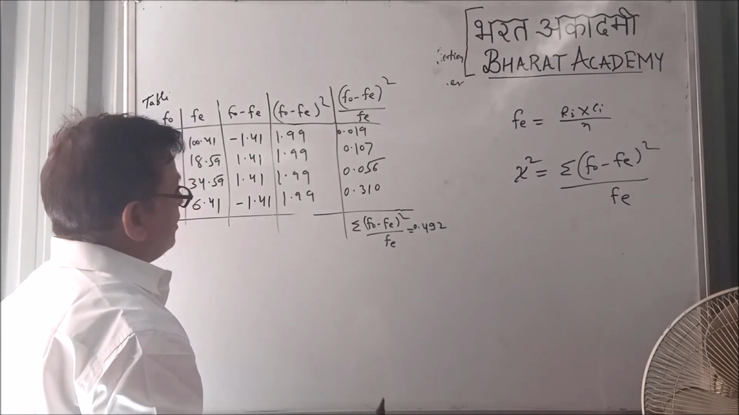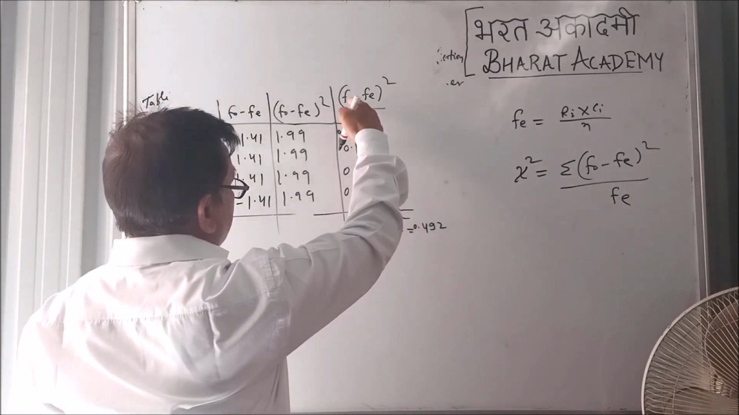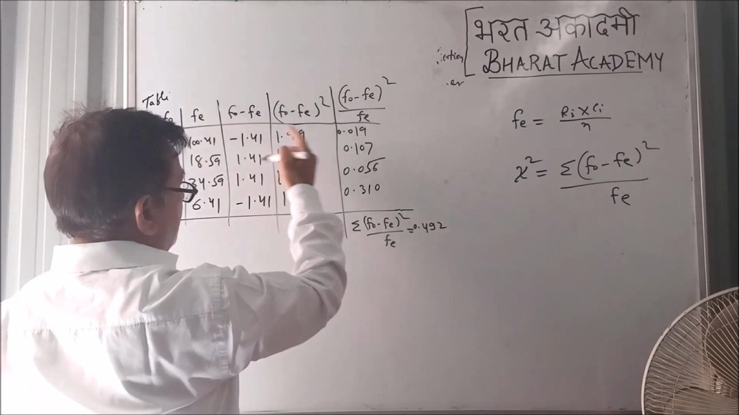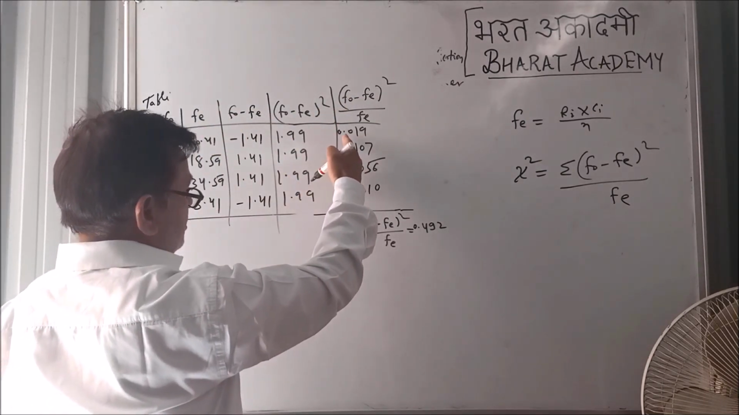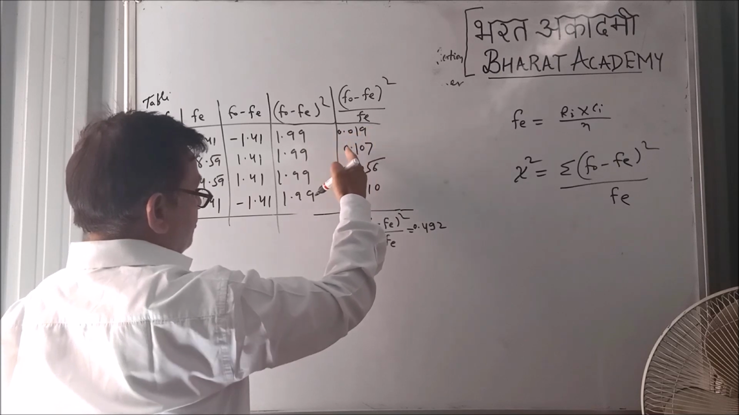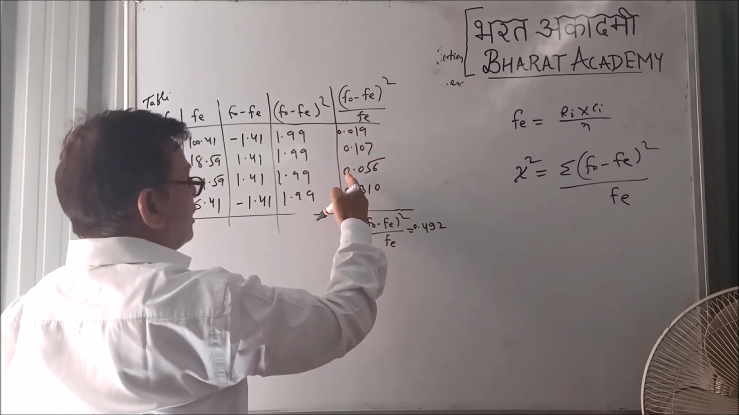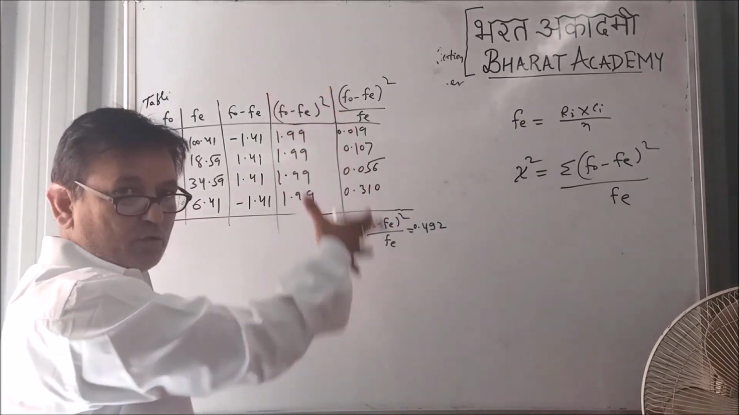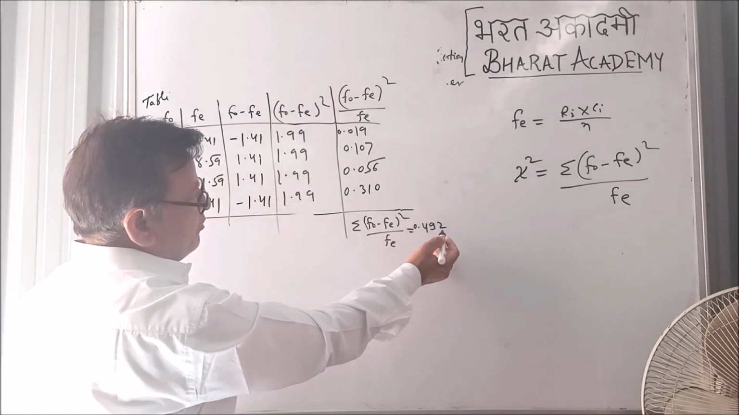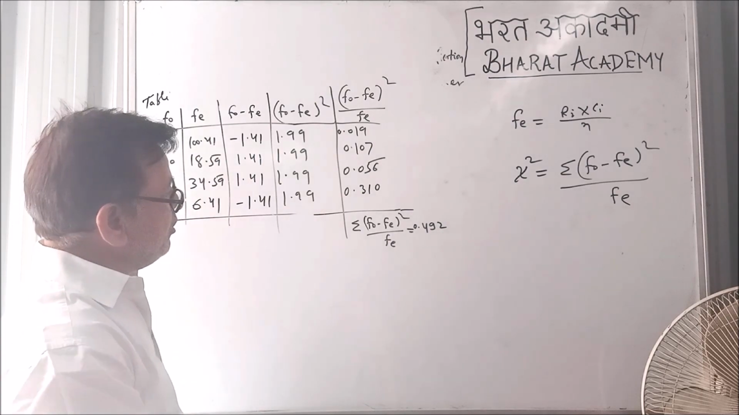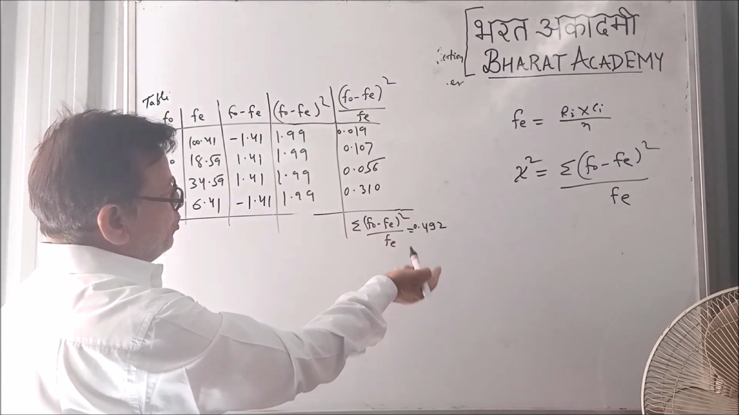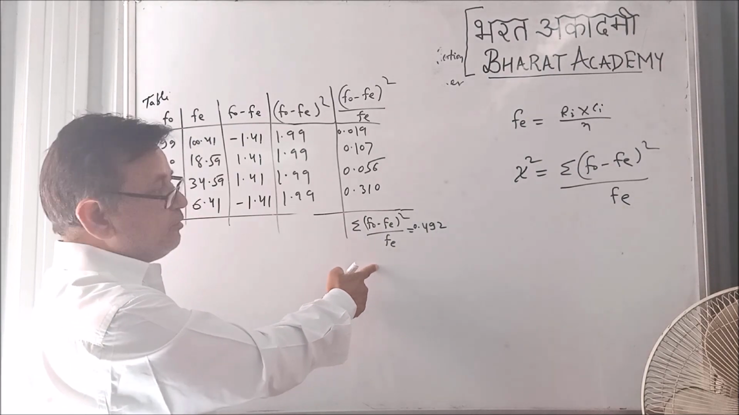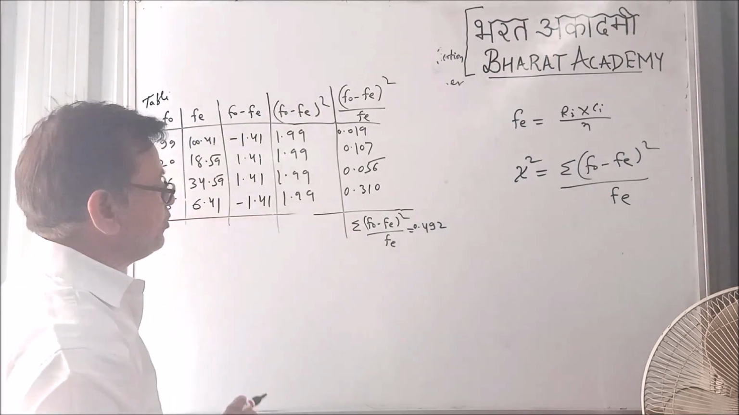Now the last one, we have to find (Fo minus Fe) whole square upon Fe. So the values are 0.019, 0.107, 0.056, 0.3, 0, and add all these values. This is 0.492. This is the summation of (Fo minus Fe) whole square upon Fe. Actually this is your chi-square value, the calculated value of chi-square.